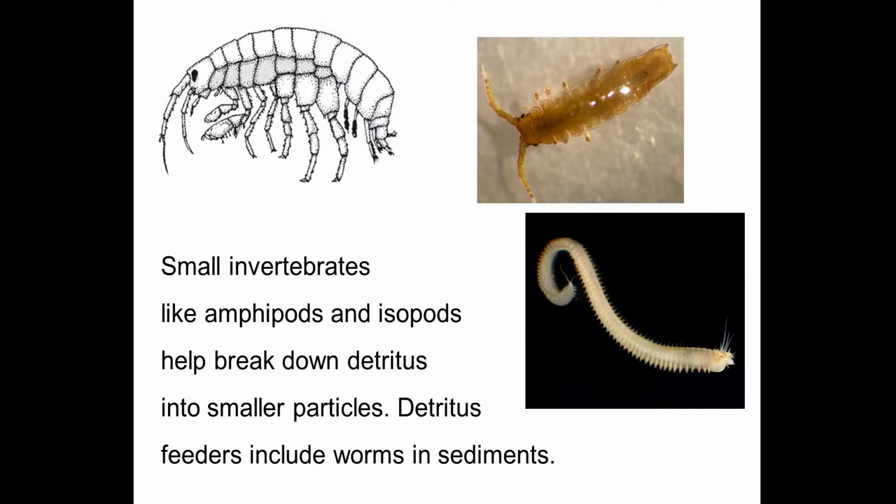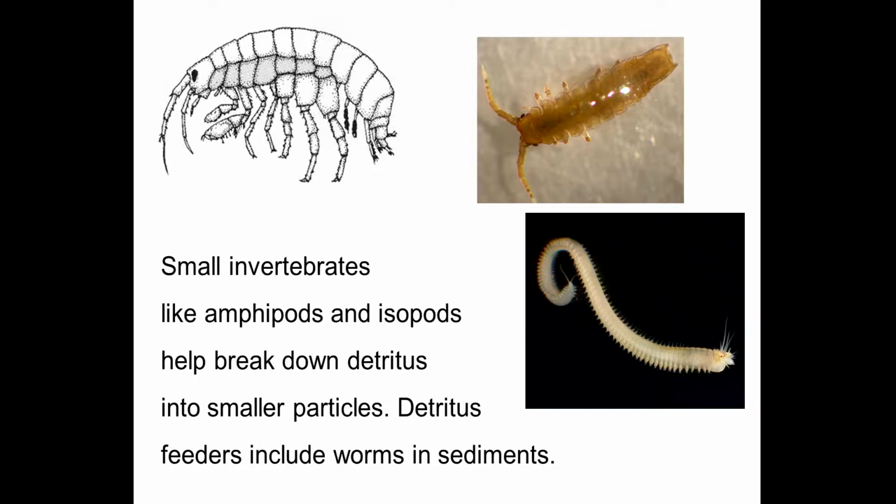Some other small invertebrates that play a role include amphipods, like this, isopods, various kinds of worms that help break down the detritus, and some of them are eating the detritus.